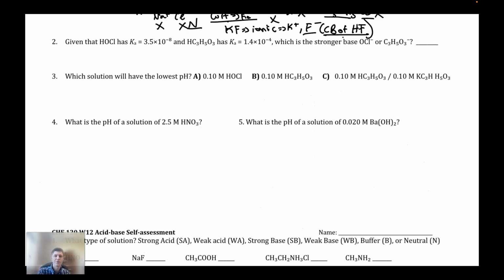Okay, 2 and 3 now are examples where we're looking at Kas and stronger acids and bases and how that affects things. So in this case, we have 2 acids that are weak acids because they both have Kas that are, again, less than 1, HOCl and HC3H5O3. And we want to know which one has the stronger conjugate base, OCl- and C3H5O3- being the conjugate bases of those.